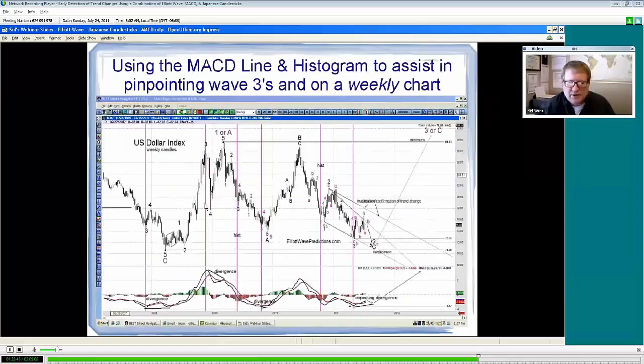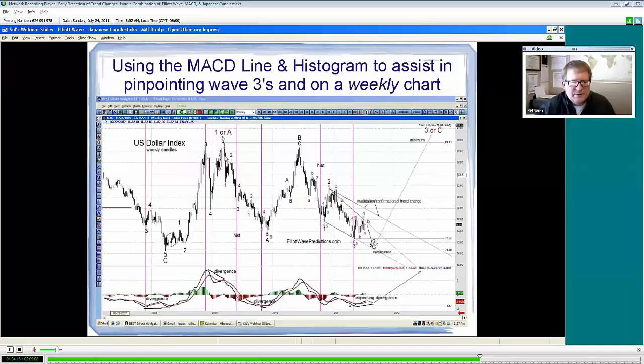Let me see if I have an example of that. Here's the U.S. dollar index going back to March of 2008. 1, 2, 3, 4, 5 is my count. Look at the MACD. It's at its very highest point on the weekly chart at the wave 3. Then you get a wave 4, and then you get a new extreme for wave 5.